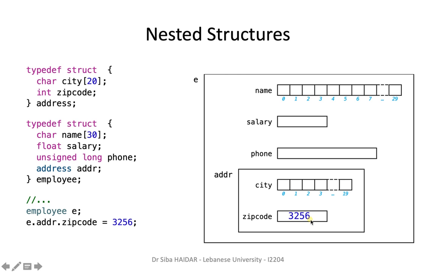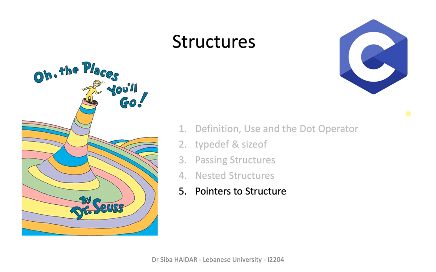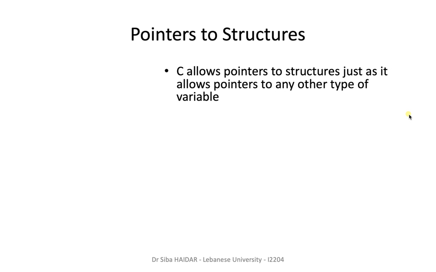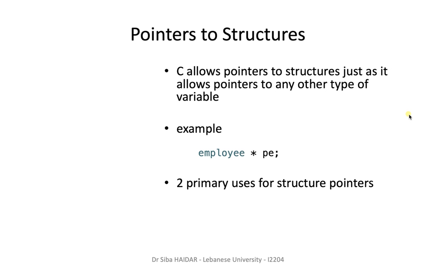3256. We reach the final section of this chapter entitled Pointers to Structure. C allows pointers to structures just as it allows pointers to any other type of variable. Example, I can have a pointer to my structure employee. I declare it employee star PE, knowing that employee is a typedef.